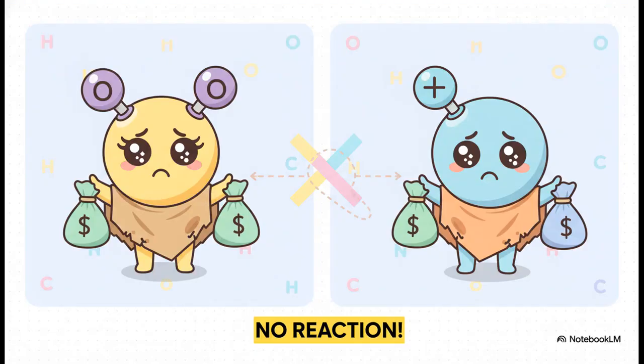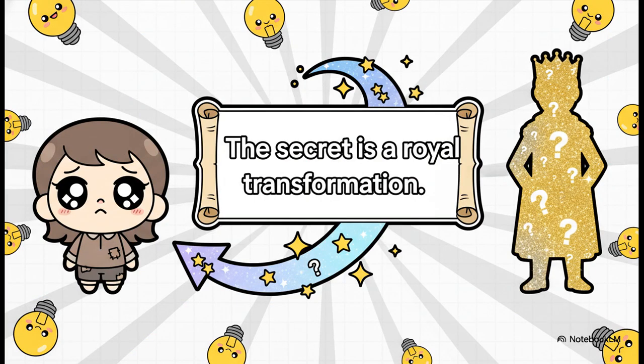So what do you think happens when you try to react our electron-poor carbonyl with another electron-poor species, like an electrophile? Absolutely nothing. It just doesn't work. A pauper can't help another pauper, right? They both want the same thing, electrons, so they've got nothing to offer each other. No reaction. And this is the big aha moment.